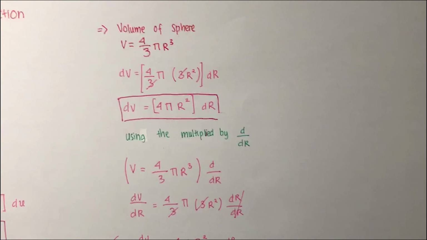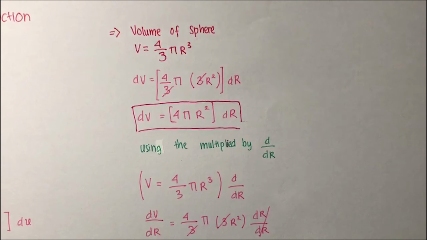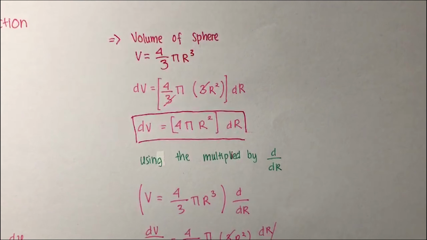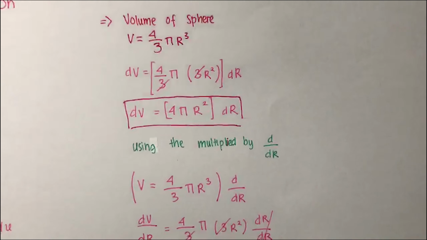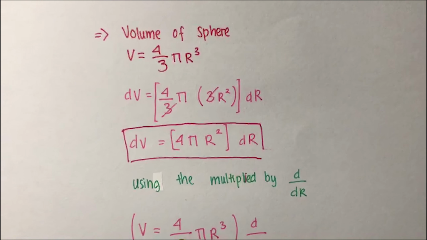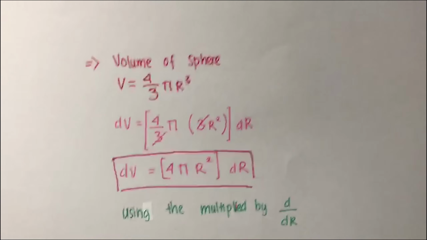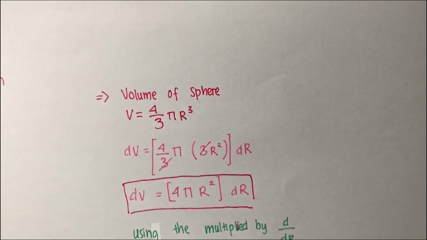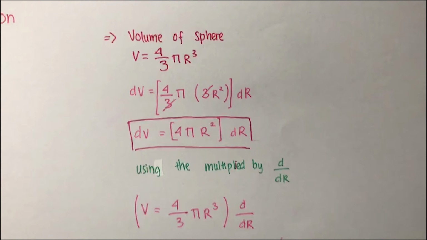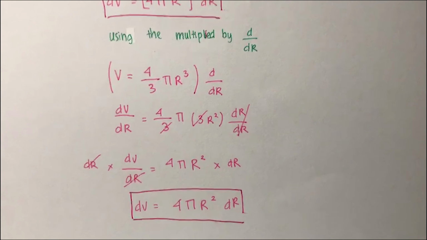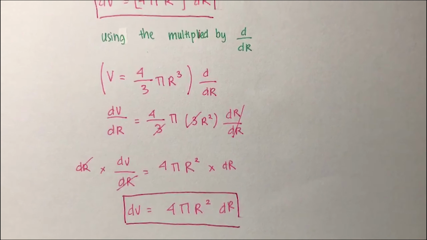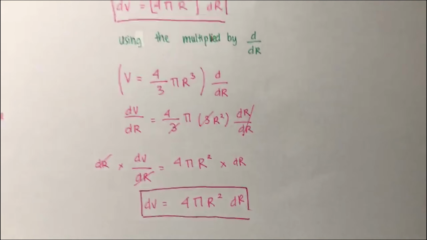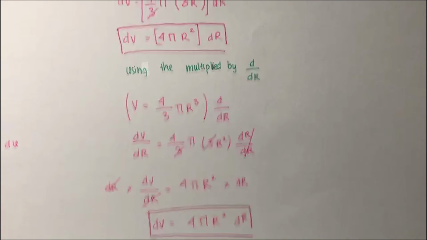The last example is we are asked for the differential of the volume of a sphere. Here, we can find it like the first one, and then we can multiply by d over dr, and it will have the same result. So that's it from this.